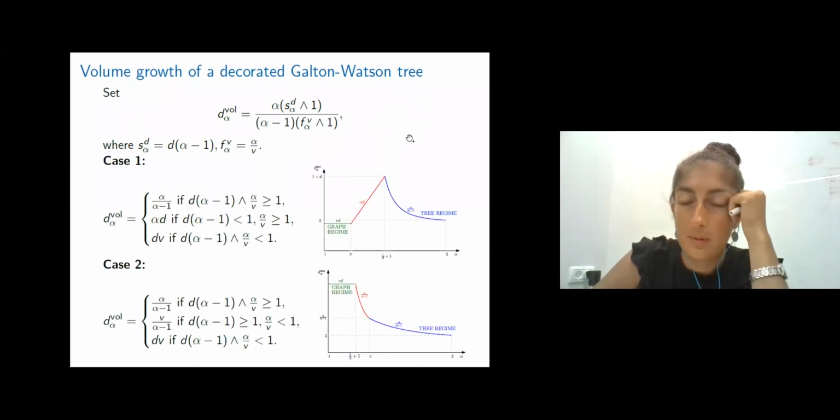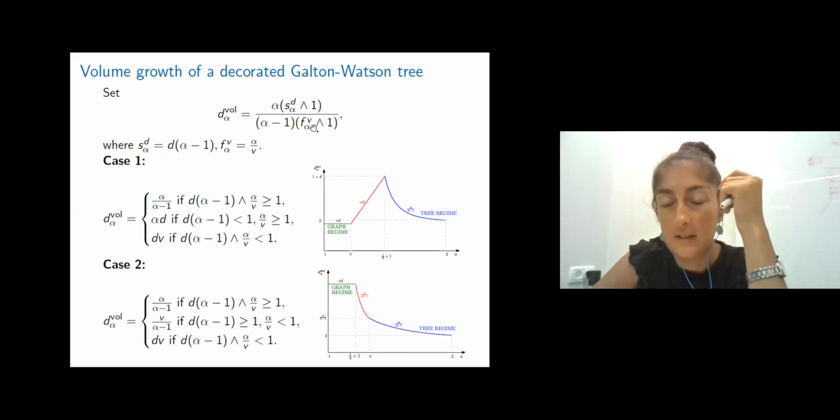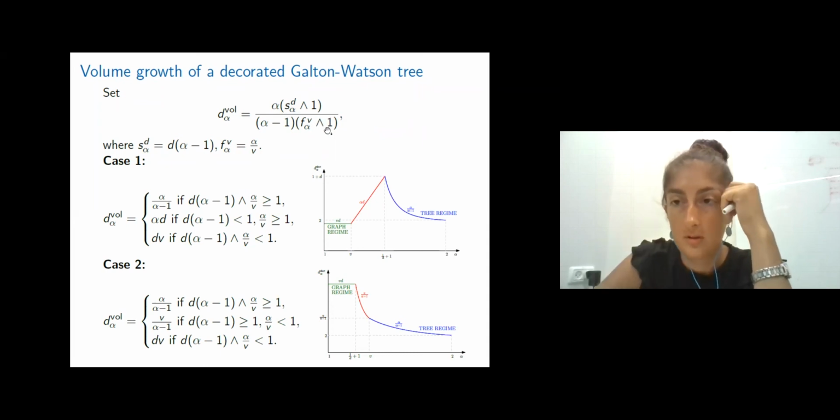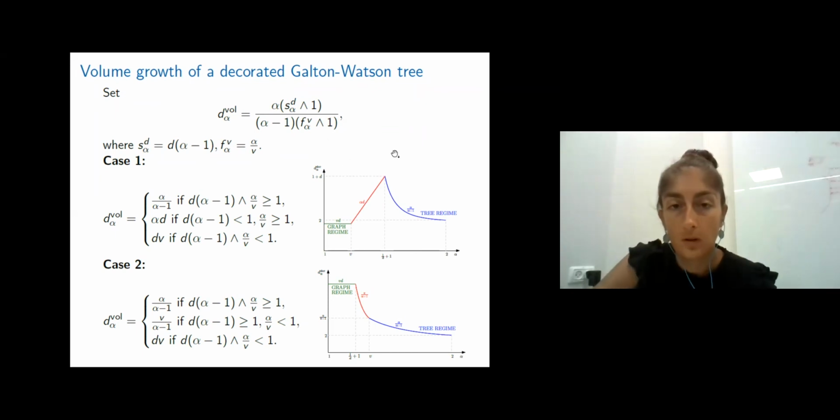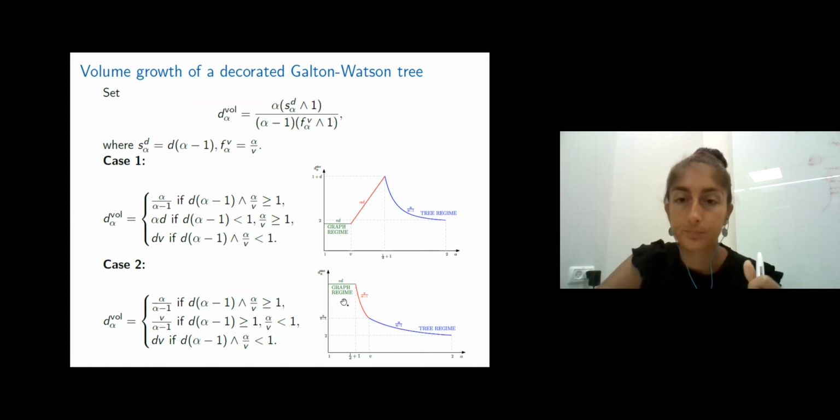Okay, so basically because there's some transition depending on D and some transition depending on V, it's not clear which one will tip first, and either of them can tip first. But in general, when both of these are greater than 1, then you just have the same exponent as for the tree, and you have this tree regime. And when they're both less than 1, then you really lose the dependence on the tree. You just get VD, there's no alpha. And this is the graph regime.